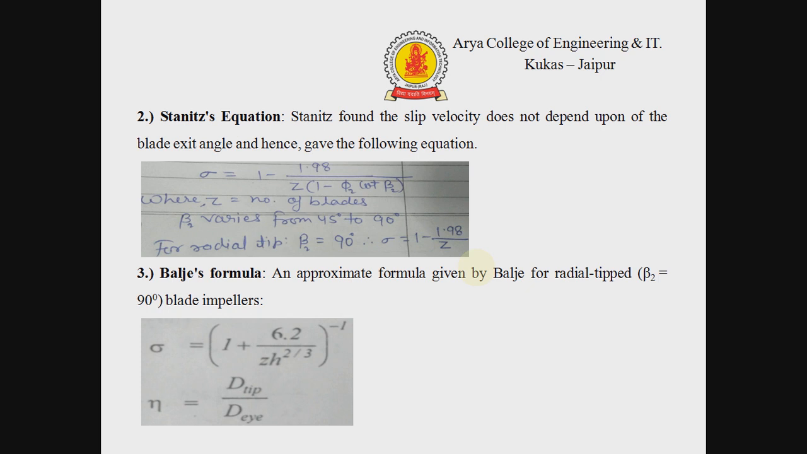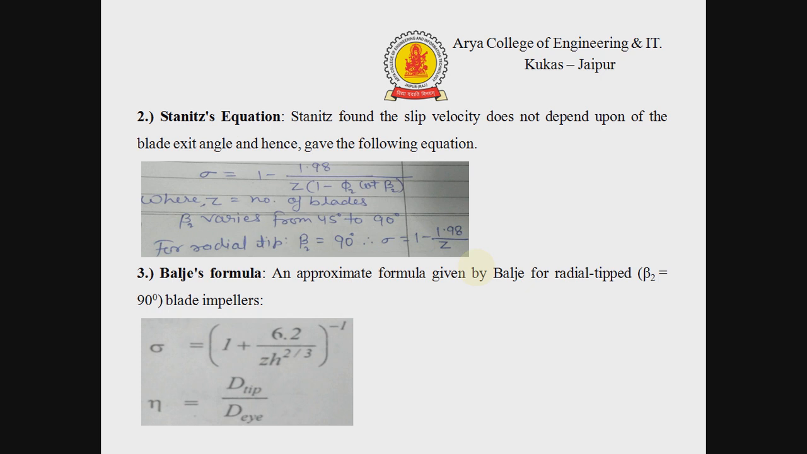Now, according to Stanitz's equation, the slip velocity does not depend upon the blade exit angle, and hence he gave the following equation. Sigma is equal to 1 minus (1.98 divided by z) into (1 minus phi 2 cot beta 2), where z is the number of blades and beta 2 varies from 45 degrees to 90 degrees. For beta 2 equal to 90 degrees, sigma is equal to 1 minus 1.98 divided by z.